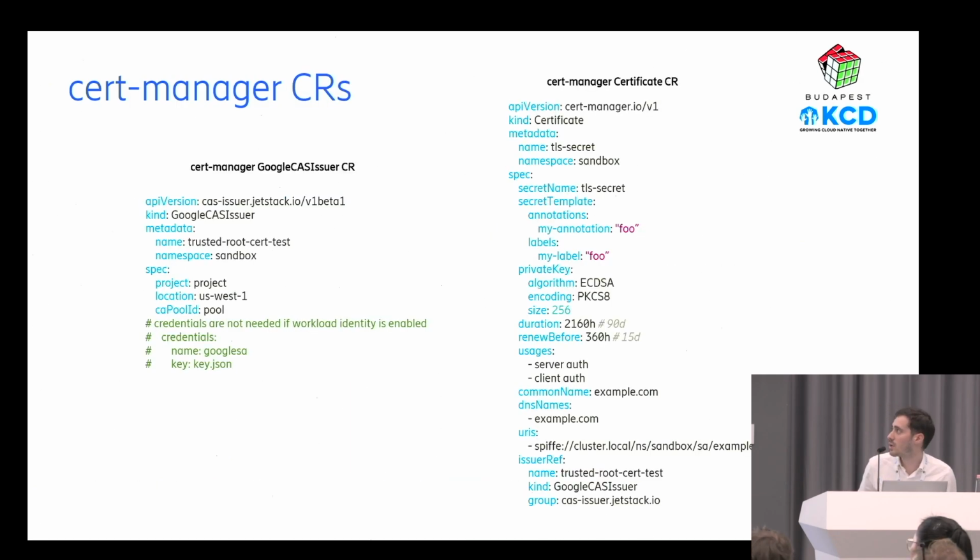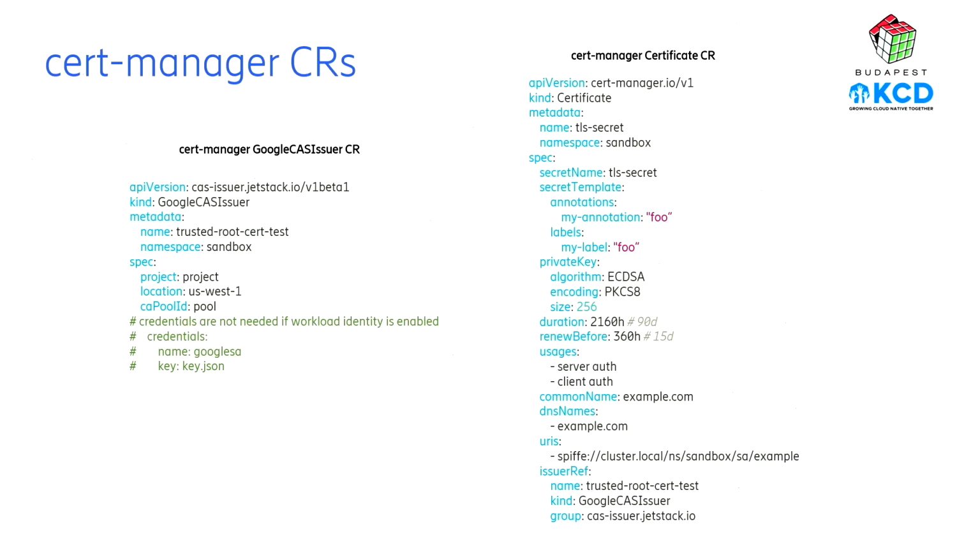On the left, we have an example of a Google CAS Issuer CR. It basically contains information about the Google Cloud CA service that will be able to sign the certificates. And on the right, we have a certificate CR, which represents a human-readable definition of a certificate request that you can see. It contains some information like DNS names, reference to the issuer, duration, and other information that is related to the certificate itself.